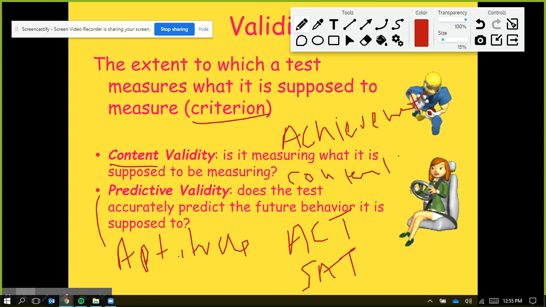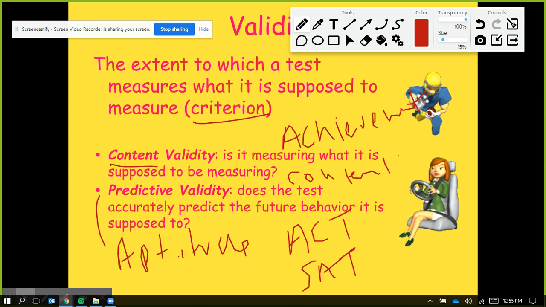Yeah, they're supposed to predict how well you'll do in college. Now, do they? Do they have high predictive validity? What do you think? Just take a guess. Anyone? Bueller? Okay, yes.